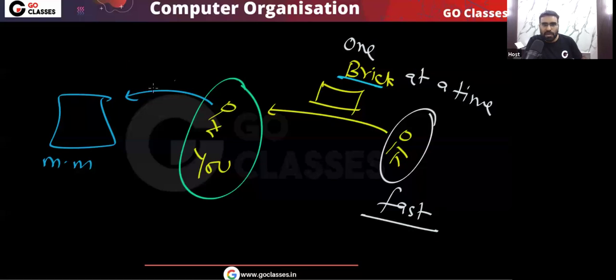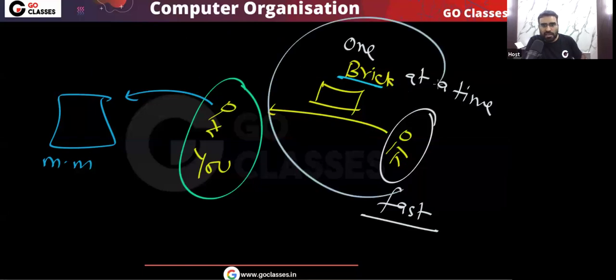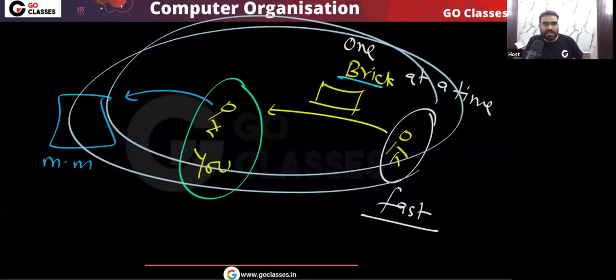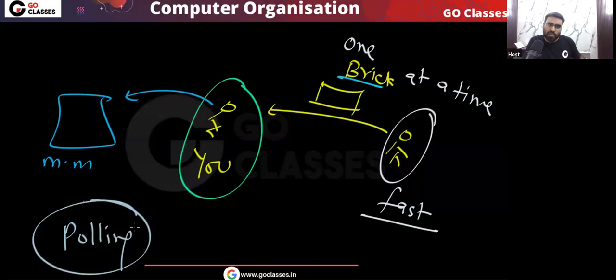When you are putting it in the main memory, another brick will come. You will put it in the main memory. When you are putting it in the main memory, another brick will come. So you can see that polling is actually good here. Yes or no? In this situation, did you notice that polling is actually the better method? Polling is efficient here.